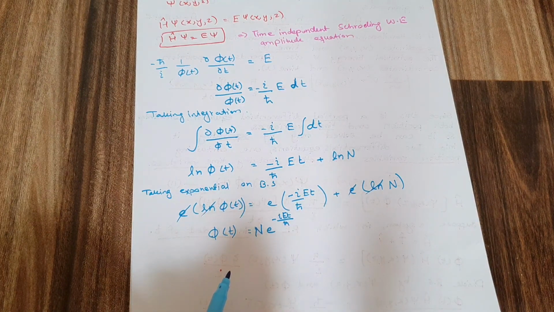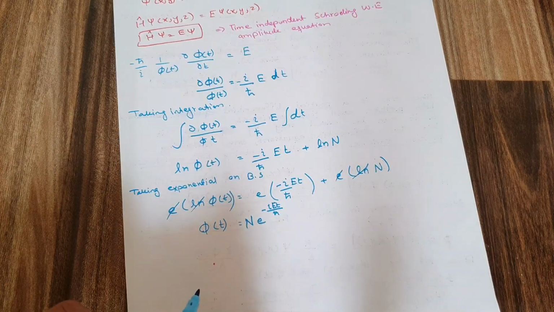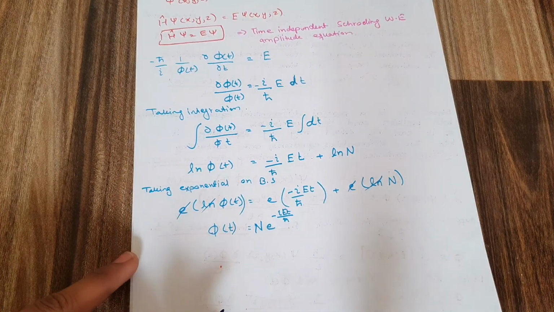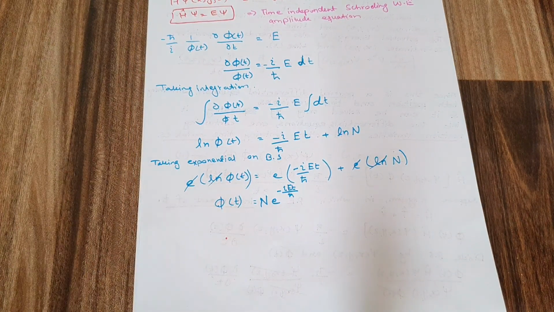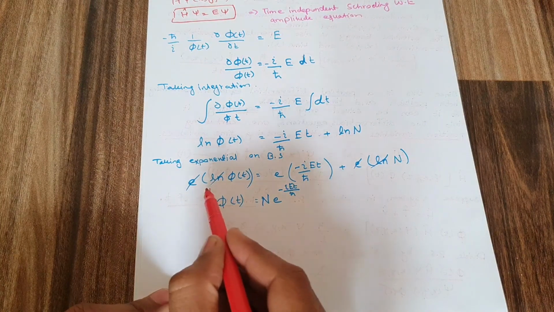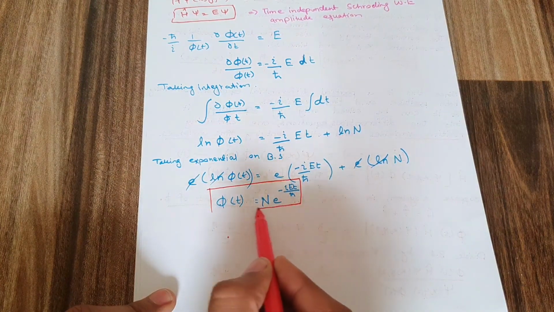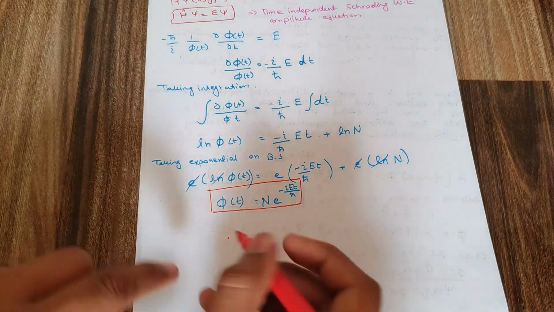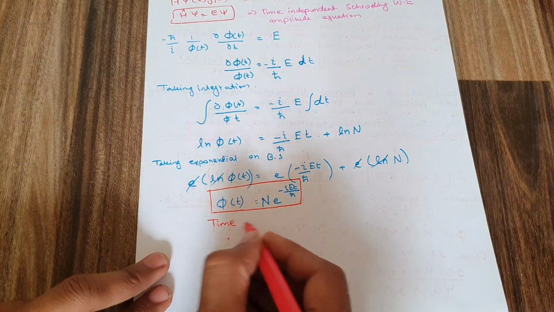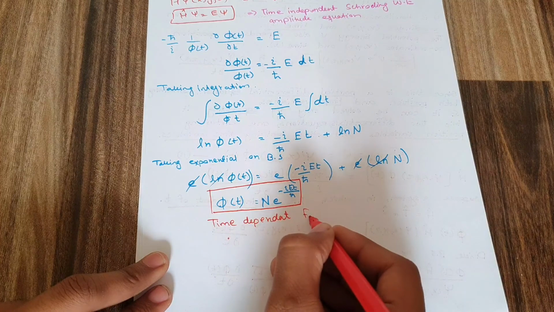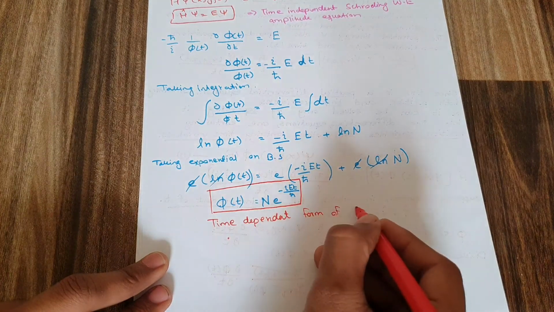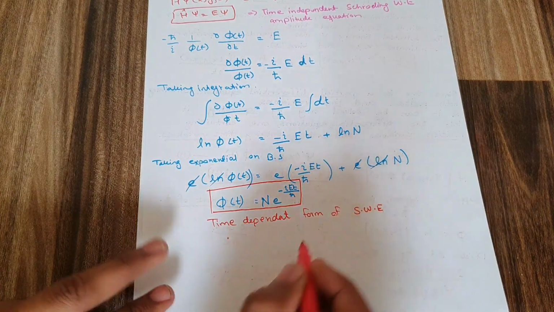So the next thing is the time. What you are seeing right now in front of you is the time dependent form of the Schrodinger wave equation. Okay, this here is the time dependent form of the Schrodinger wave equation.